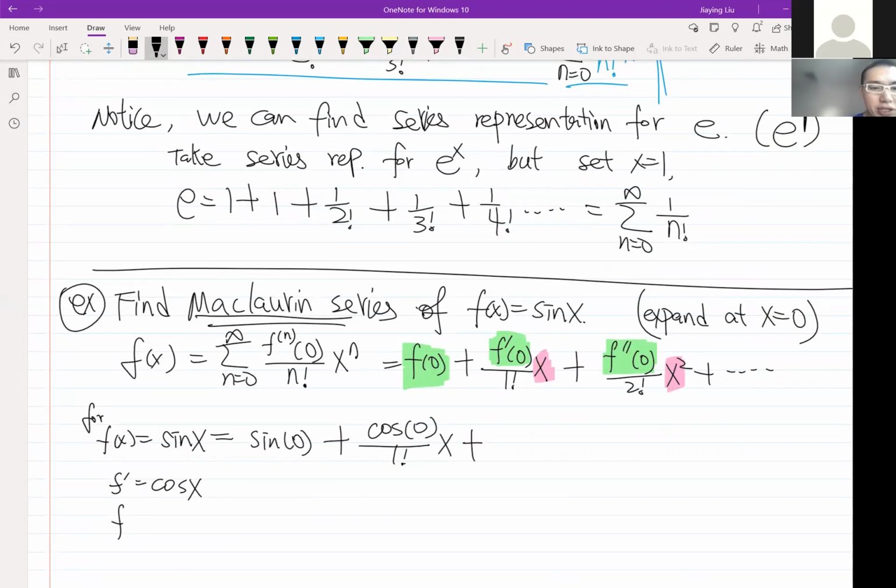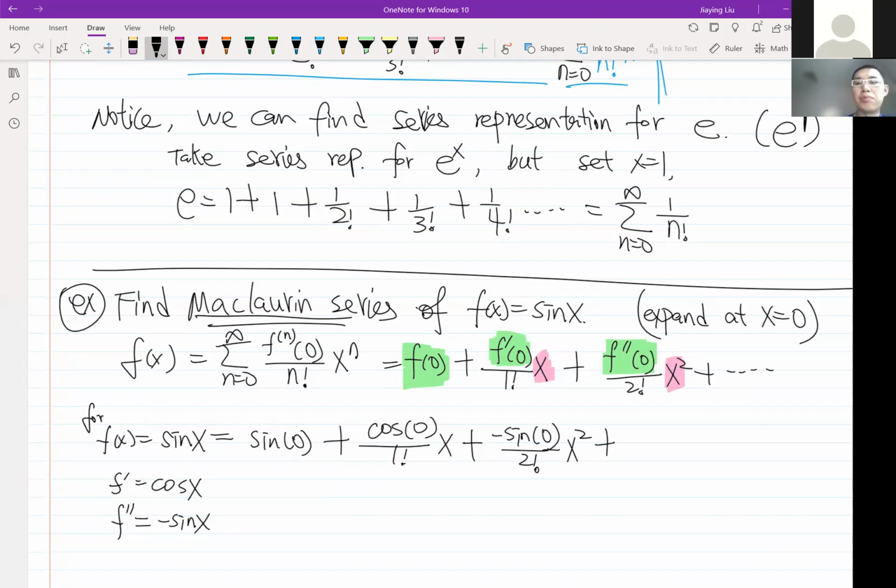Well, the first derivative is cosine. The second derivative will be the derivative of cosine, so that will be negative sine. That's the second derivative. So that will give us a third term, the coefficient of the third term. So that will be negative sine 0 divided by 2 factorial x squared.